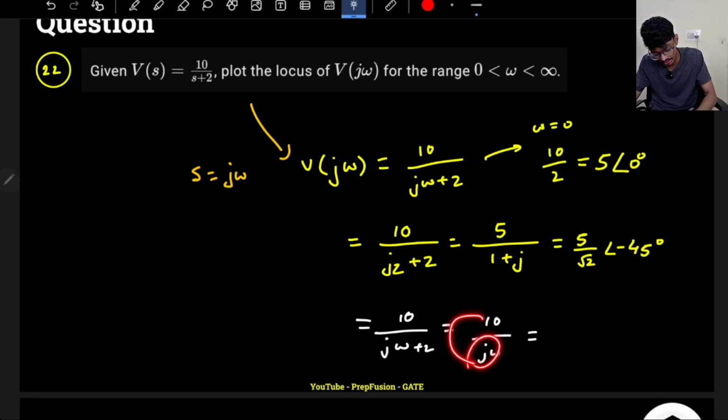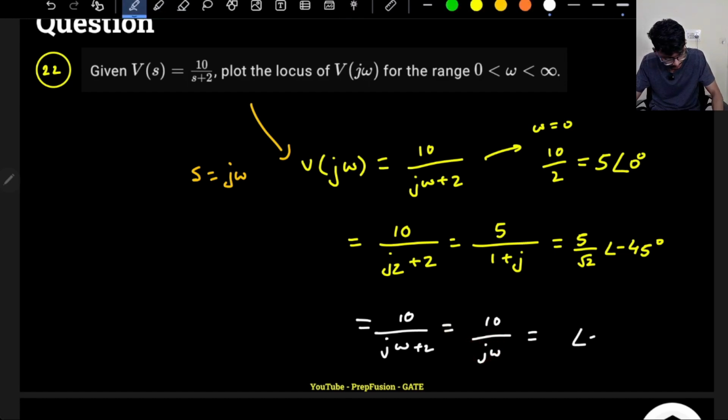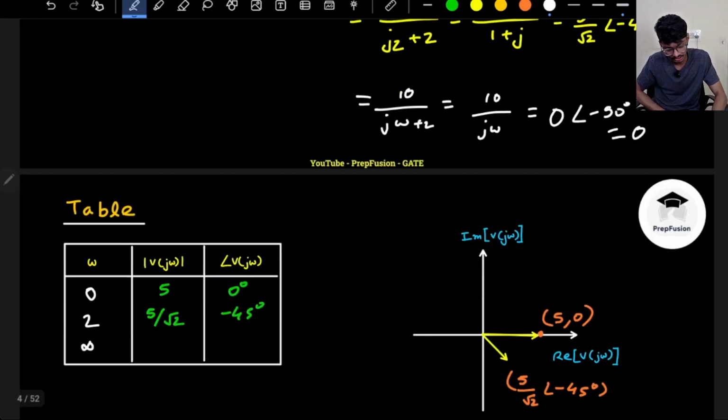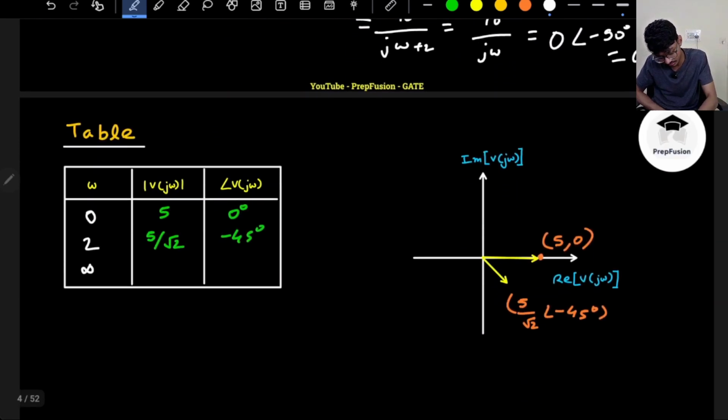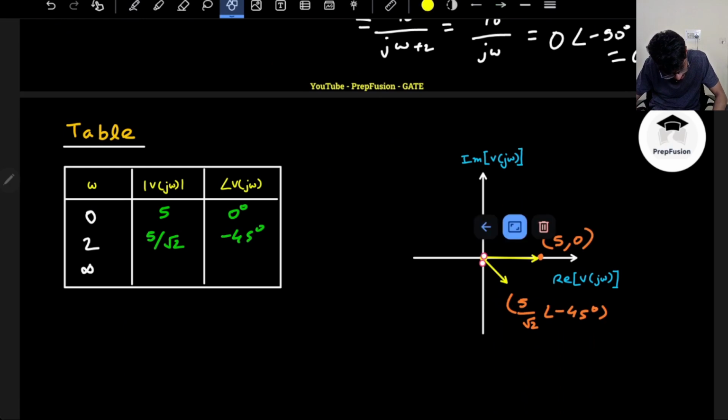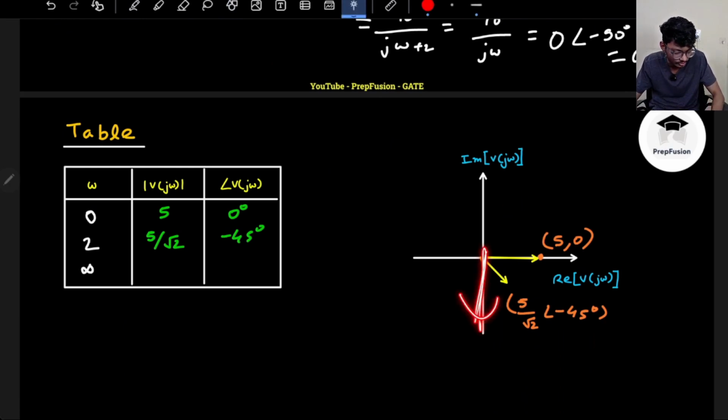This j will go here. So angle will be minus 90. Okay. But what about the magnitude? Magnitude will be 0. And 0 does not have any angle, so it will be simply 0 only. Okay. So ultimately my phasor is here. Just to represent, I am showing its magnitude is actually 0, it is actually somewhere here. Angle is tending to minus 90, but it is somewhere here.